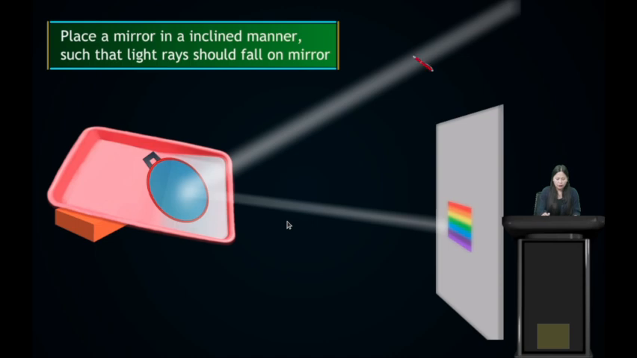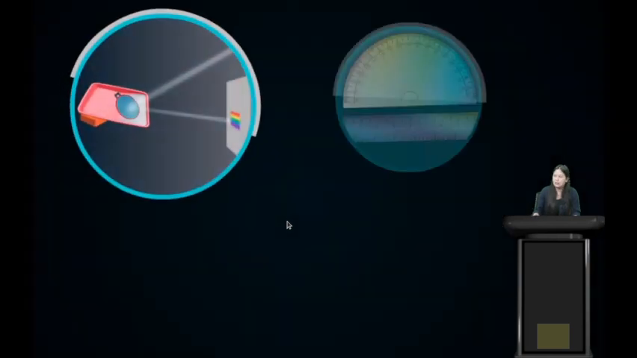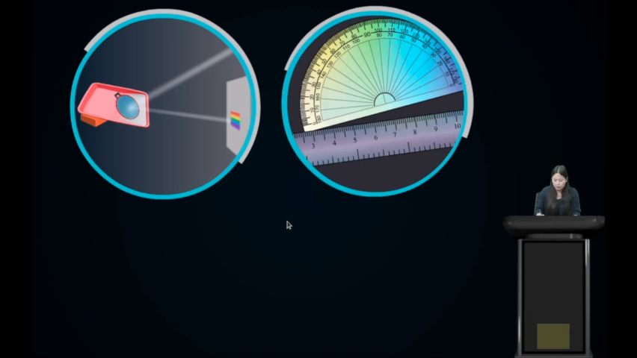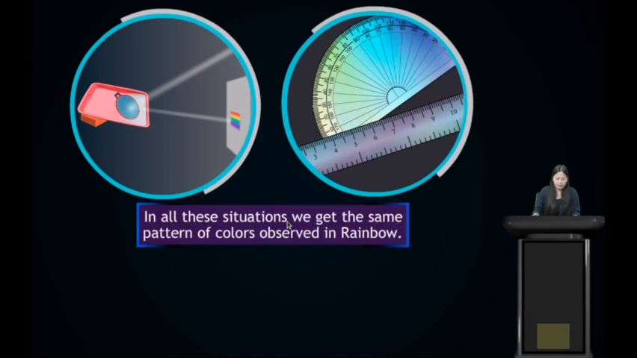Now when light falls on this mirror, we see that it gets reflected back, and what do we see here on this screen? This is a screen. So what do we observe here? We see different colors. Yes students, we see the colors of the rainbow. In all these situations we get the same patterns of colors observed in a rainbow.